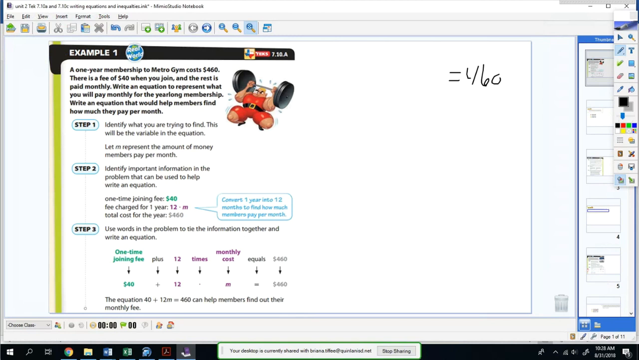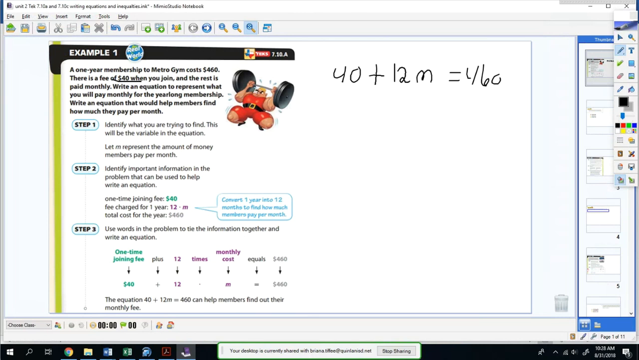Okay. You also have to pay a $40 fee, but it's one time. So you don't put an X next to it because it's not recurring. So then I just add it. And then my variable will be M because it's monthly. And I'm going to multiply it by 12. The reason why I multiply by 12 is because this is a year-long membership, and there's 12 months per year. And he wants to figure out how much he pays per month. And that's how you write the equation.